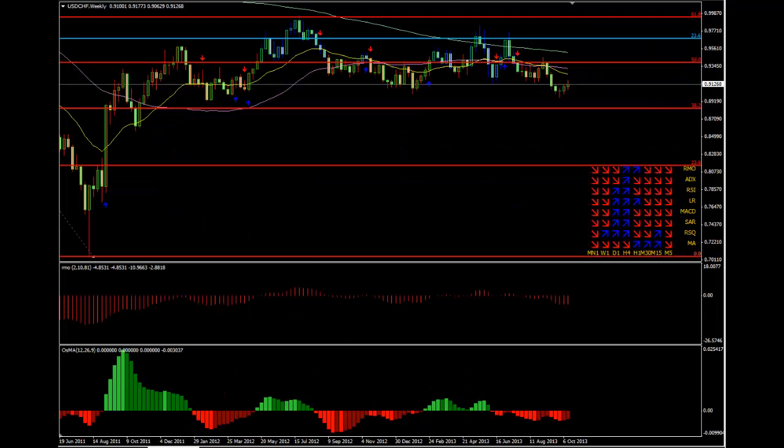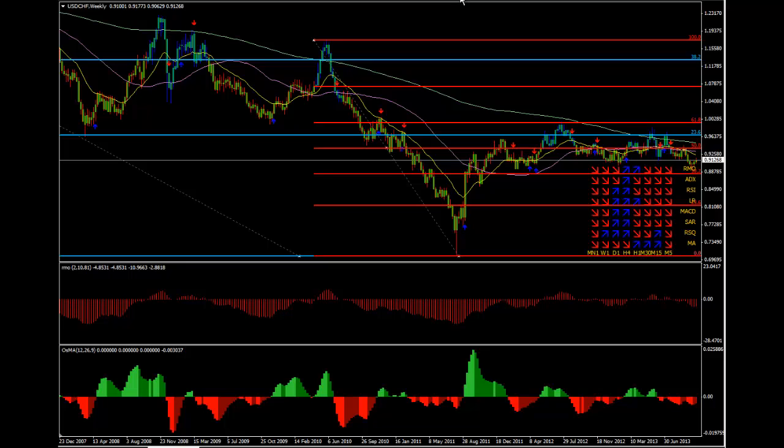US dollar Swiss franc on the weekly. Notice the institution moving average, guys, on the weekly, pretty much capping price. We've been in a very, very negative trend. Look at the monthly and the weekly. It's pretty much telling us we're looking at long-term negative sentiment.